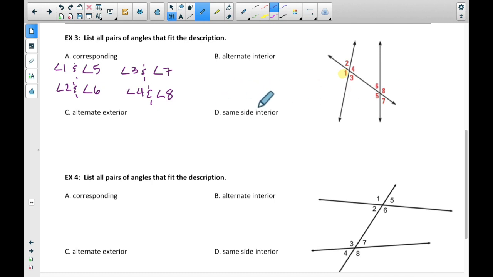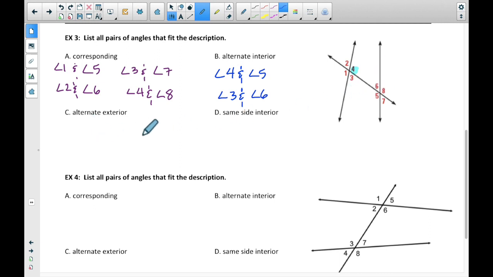Alternate interior, those go on the interior of the angle and alternate sides of the transversal. Okay, so we're going to look at angle 4 and angle 3. So alternate interior, angle 4 would go with which other one? And think about which would go with angle 3. Pause the video here and see what you can come up with. Okay, angle 4 goes with angle 5, and angle 3 goes with angle 6. They have to like cross over. That's what alternate means. They cross over that line.